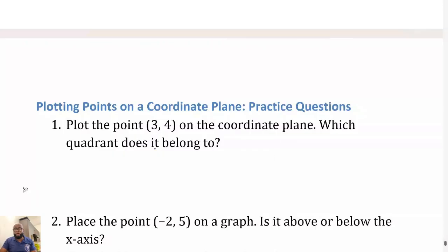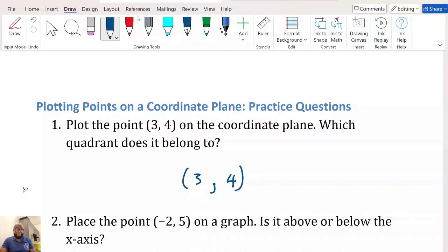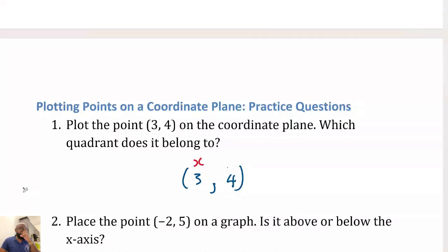Now remember, I told you all, when we are plotting a point 3, 4, the first value is the value on which axis, X or Y? Check my notes. This 3 is the value on which axis? X. Excellent. And the second value will be the value on the Y axis. Everybody clear there? The X axis value is 3, the Y axis value is 4.